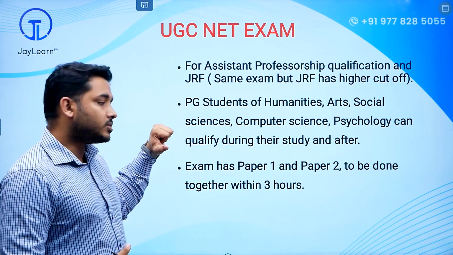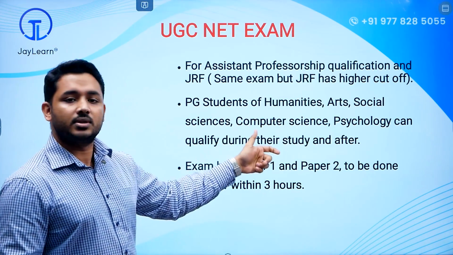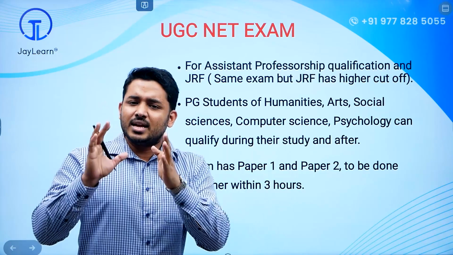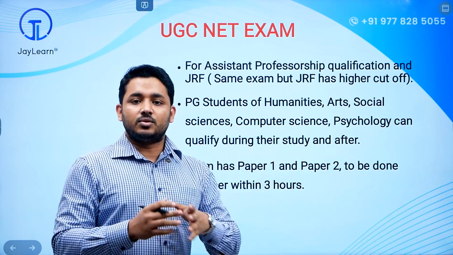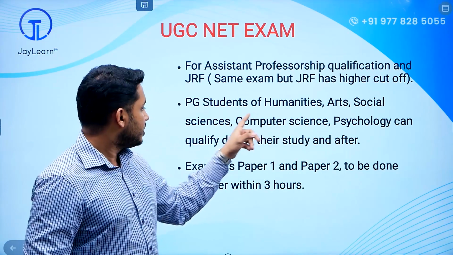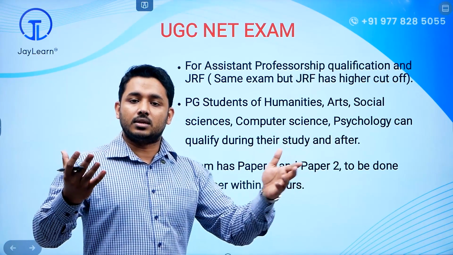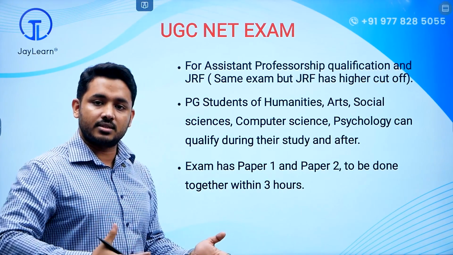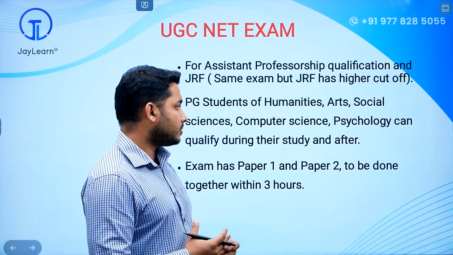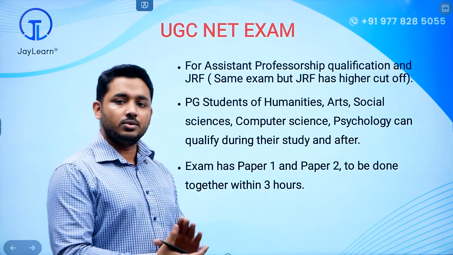So who can write this exam? PG students of humanities, arts, social sciences, computer science, psychology, etc. can write this exam. Why do I specify all these subjects? Because generally there is a conception that UGC Net is only for arts subjects. It's not only for arts or languages, it's also for social sciences, all humanities, arts, and computer science. Computer science means BSc Computer Science, MCA, all that are included in UGC Net. Also psychology. There is MS Psychology, there is also MSc Psychology, all that come under the UGC Net exam.